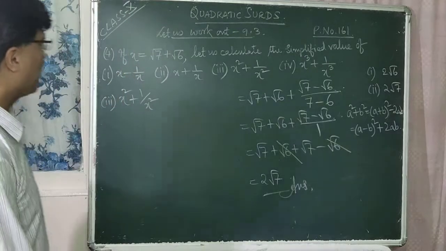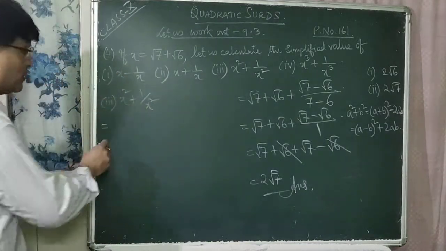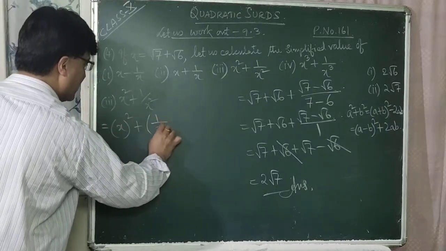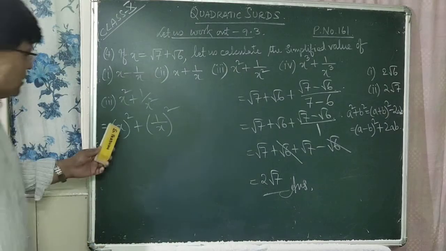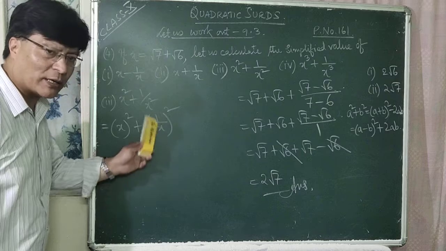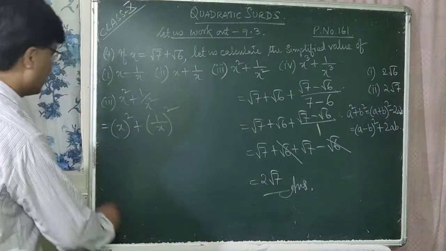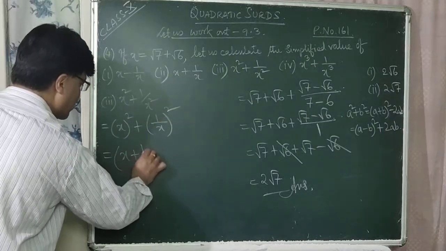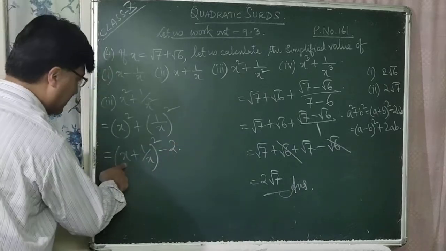Right? So you should write it in the form a square plus b square. So it is x whole square plus, what is b whole square? 1 upon x whole square. Right? Here in place of a there is x, and in place of b there is 1 upon x. What is the formula? a square plus b square. So write down the formula here. a plus b whole square is x plus 1 upon x whole square minus 2 into, what is a?